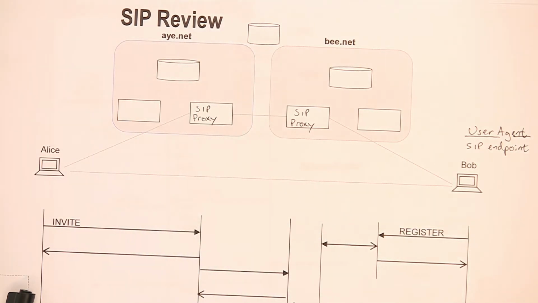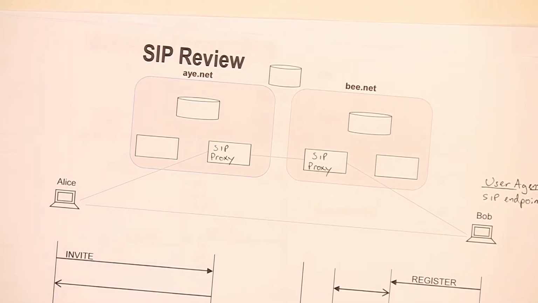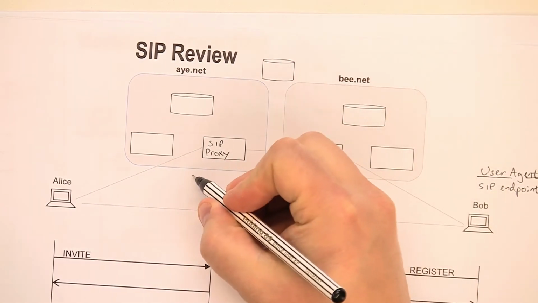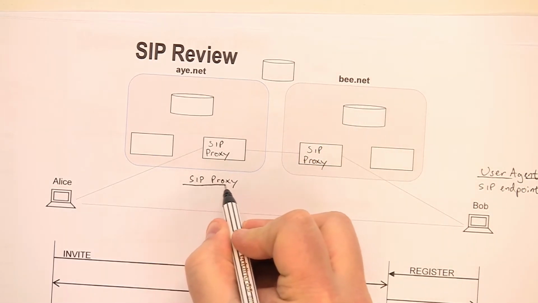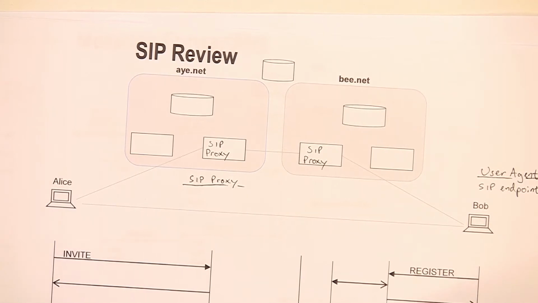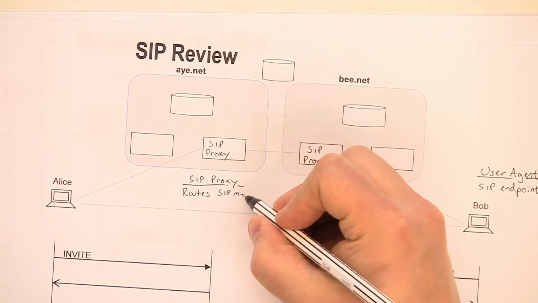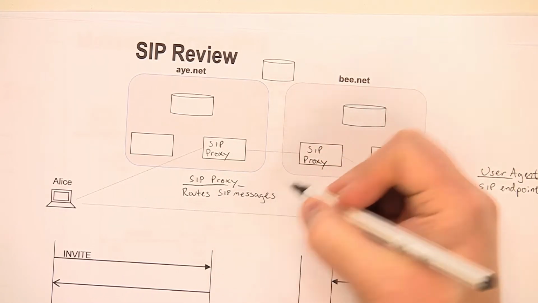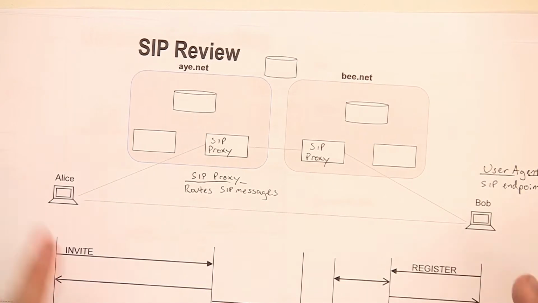Let me fade away so that I can continue drawing here. So let's put down here SIP proxy, SIP proxy. And the SIP proxy routes SIP messages. All right. So we have then our endpoints here, our user agents. We have Alice and we have Bob.